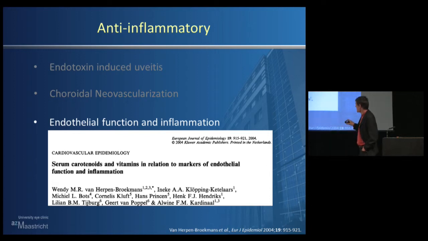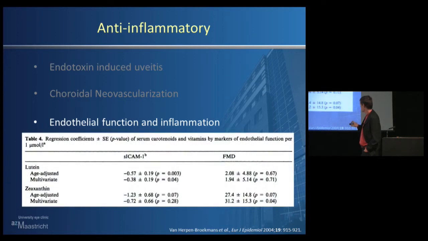There are some other hints that point to the anti-inflammatory effect of lutein. For instance, it's a Dutch group which looked at serum carotenoids in relation to endothelial function and inflammation. And what they found was the following: a lower, age-adjusted and multivariate adjusted, effect of lutein on the inflammation markers and on endothelial function, as you see here.